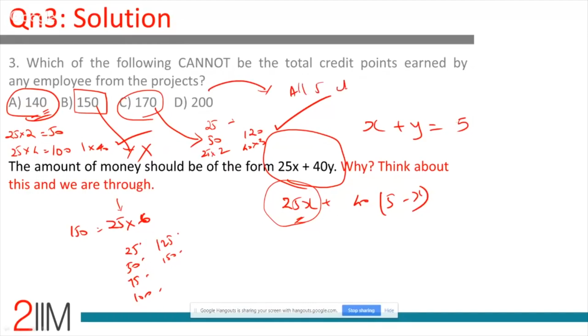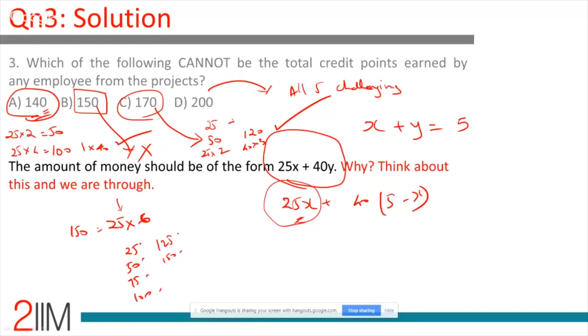All 5 challenging. This is good. You can do it. All 5 months you are working on challenging projects. You are the employee that keeps getting shifted. So brilliant. They always put you on challenging projects. But 200 is definitely possible. 140 is possible. 170 is possible. 150 cannot be represented as 25x plus 40y.